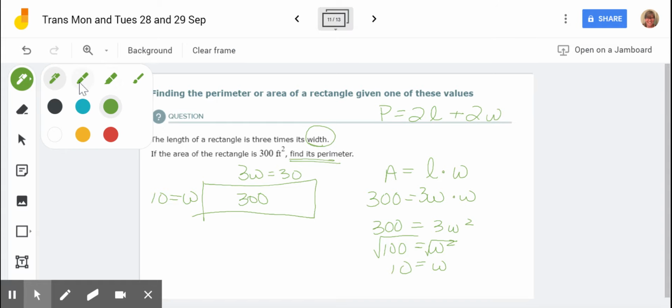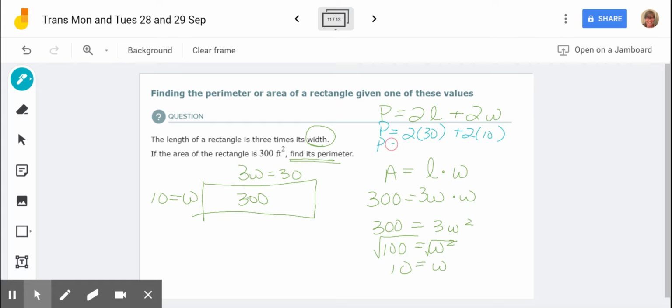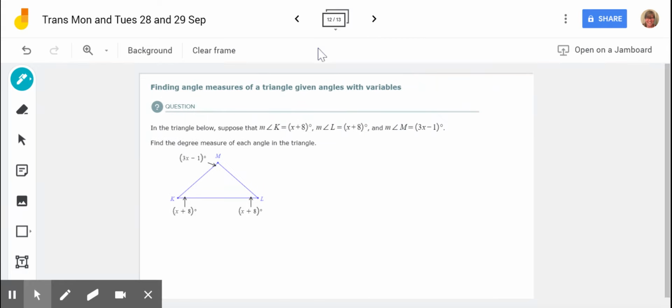Let's go back here. I'm going to do perimeter in a different color. So perimeter is what we're looking for: twice the length, which is 30, plus twice the width, which is 10. Perimeter equals 60 plus 20, which is 80. All right, I think that's it.